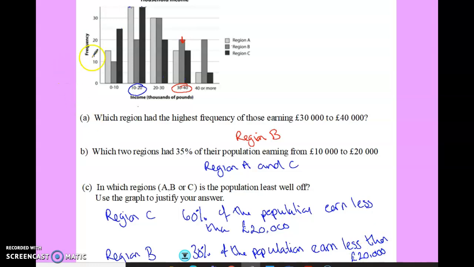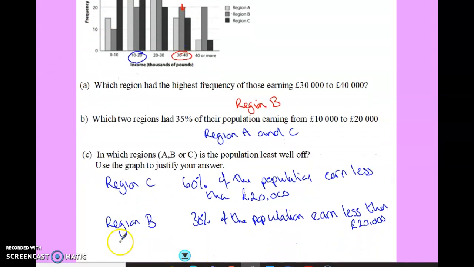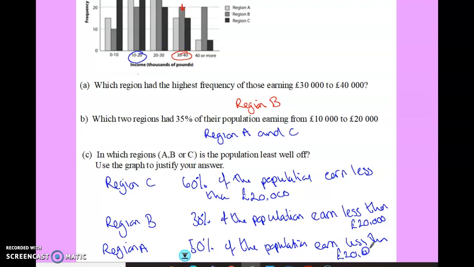Now looking at region A, here we've got a 15 and a 35, so 50% of the population earn less than 20,000. So you can see that it is definitely region C here, because 60% of the population there are earning less than 20,000, which is a lot more than for region B or region A.